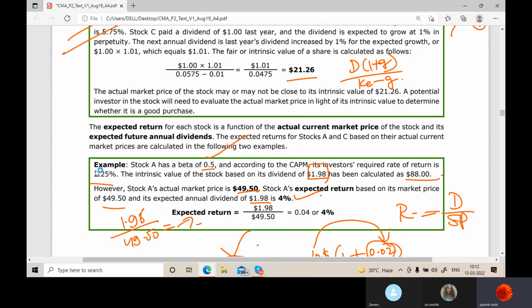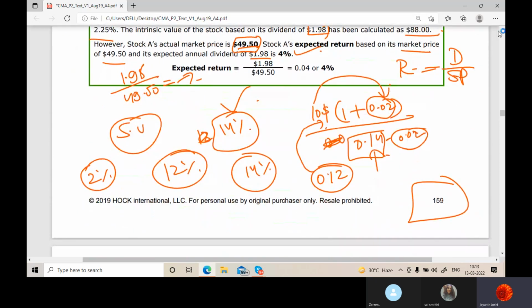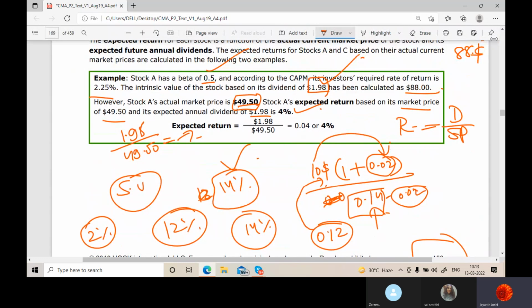The only difference you see in the data is the intrinsic value of the stock. What you calculated was $88. This was the intrinsic value of the stock based upon this dividend. But the actual market price is 49.50. So the stock's expected return based on market price is what they have calculated. That's it. Now we'll move forward. You can have a look through.